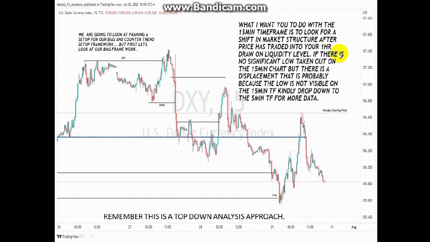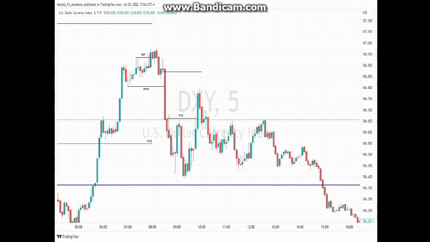So what do we do if we are faced with this kind of situation? If there is no significant low taken out on the 15-minute chart, but there is a displacement, that is probably because the low is not visible on the 15-minute time frame. So what you want to do is drop down to the 5-minute time frame for more data. In this case we saw a displacement, but there was no significant low taken out here on the 15-minute time frame, so you have to drop to the 5-minute time frame.